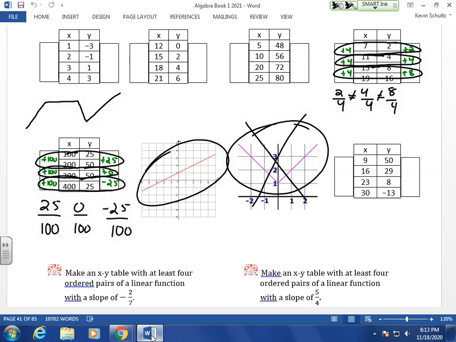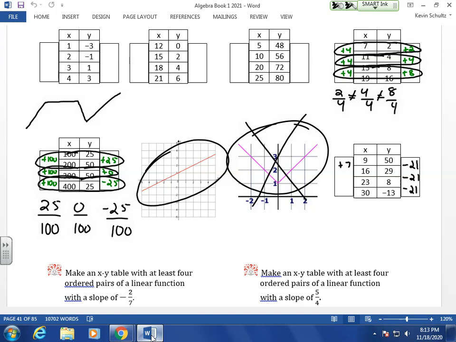Ooh, this is tough math here. 50 minus 21 to get to 29. Then 29 minus 21 gets us to 8. And then 8 minus 21 gets us to negative 13. This one's got potential. But we have to look at the x column too.